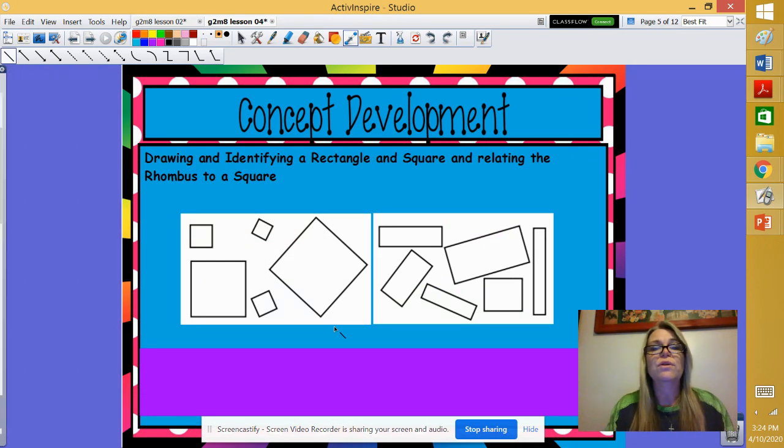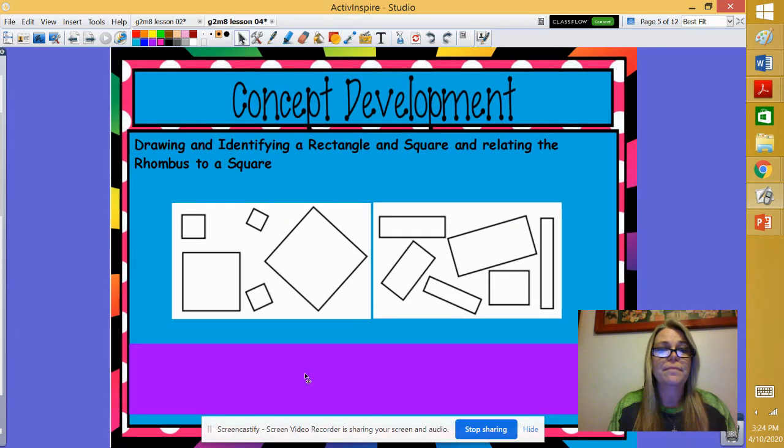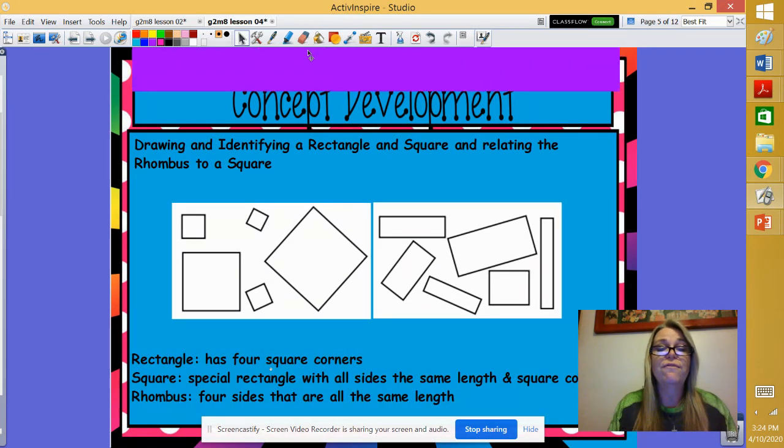We're also going to talk about rectangles, squares, and rhombuses. Let's look at those definitions. A rectangle has four sides and four square corners. Looking at these examples of shapes on our page, we know that these are rectangles. Well, let's prove it really quick. It has four square corners. One, making that letter L. Two, three, and four. It does not say anything about having the same sides. It just says four square corners.